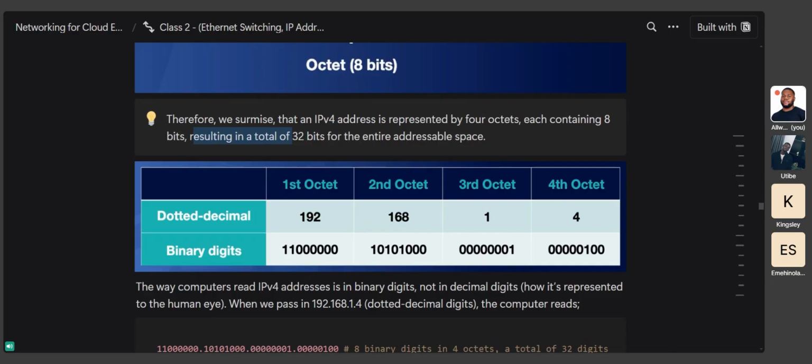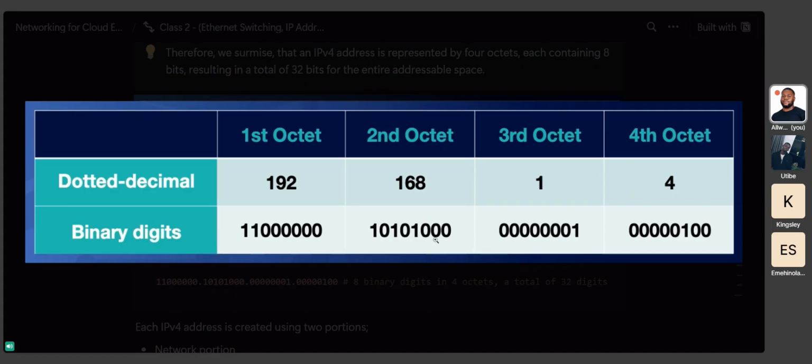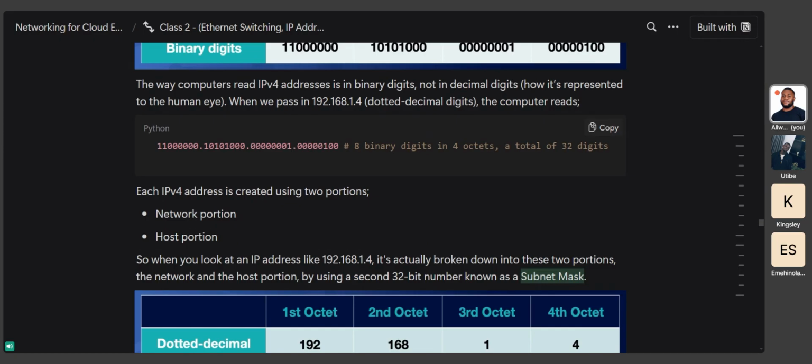Now, the way computers read IPv4 addresses is in binary digits, not in decimal digits. Computers don't understand decimal digits like this. Computers understand binary digits like this. So these decimal digits are converted to binary digits for the computers to read and understand them. But to help the human eye, we represent them in decimal digits so that we can communicate better and understand what we are actually telling computers to do. This is just another visualization of it here.